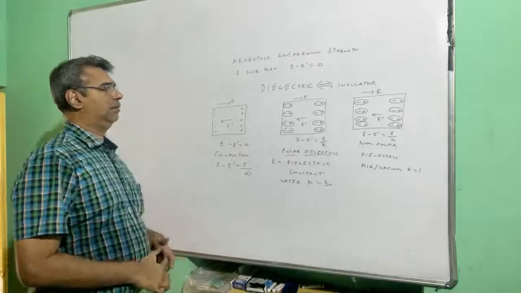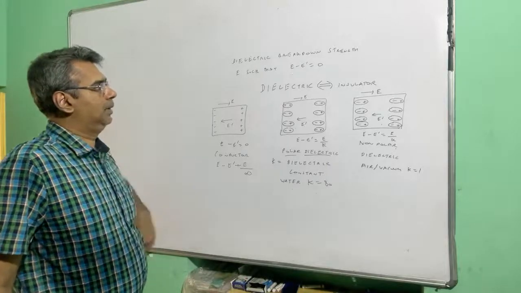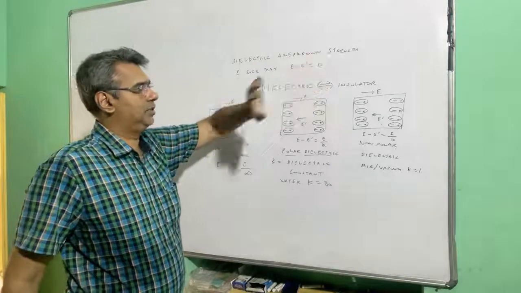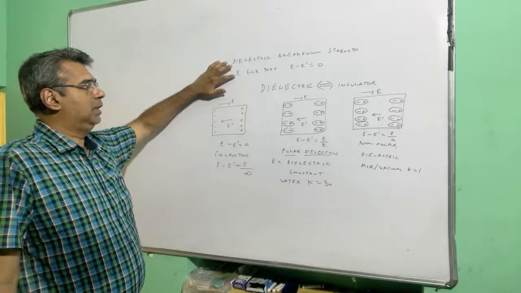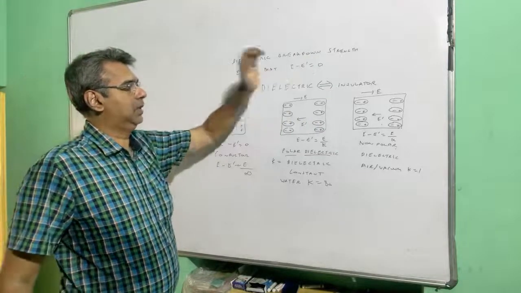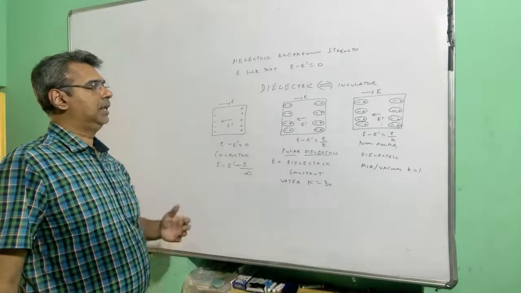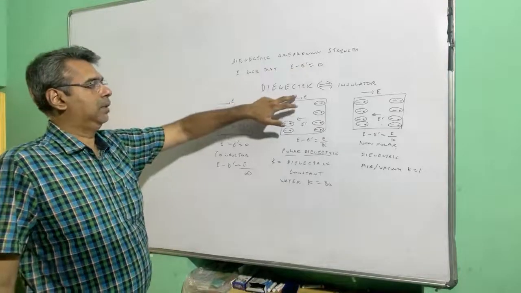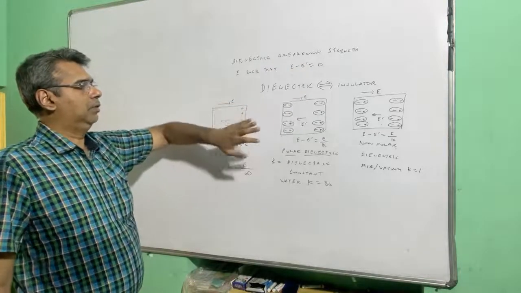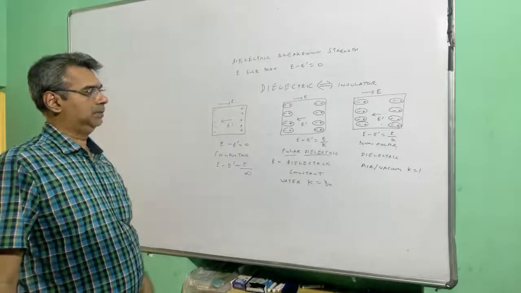Whenever we say that a dielectric has broken down, the dielectric breakdown strength is measured by the value of E such that the field inside becomes 0, just as if it was a conductor. So every dielectric has a dielectric breakdown strength, and that breakdown strength is the value of E for which the field inside becomes zero, just as if it was a conductor.